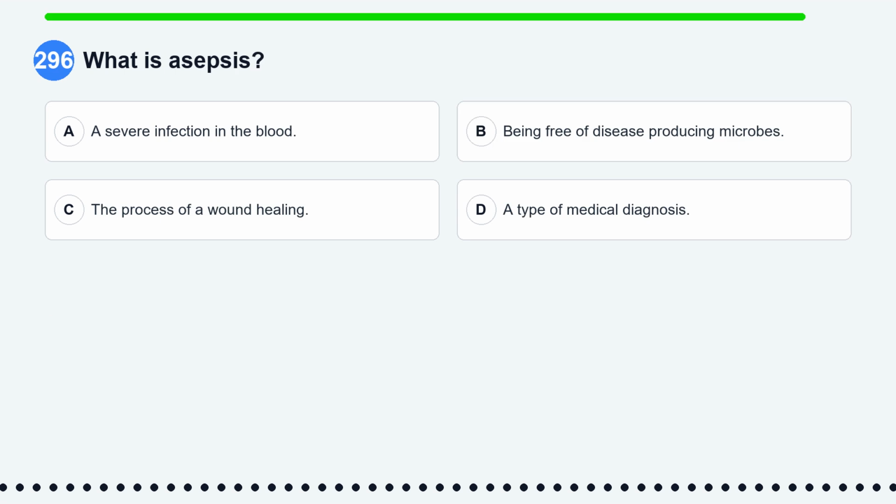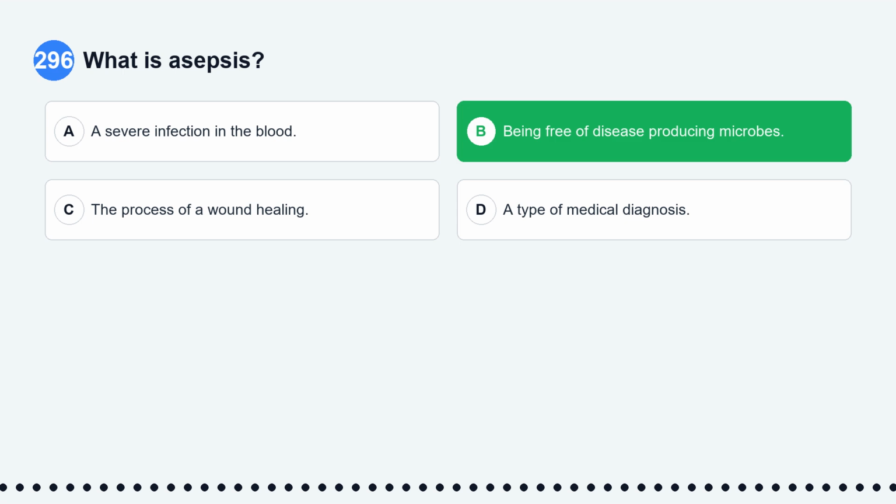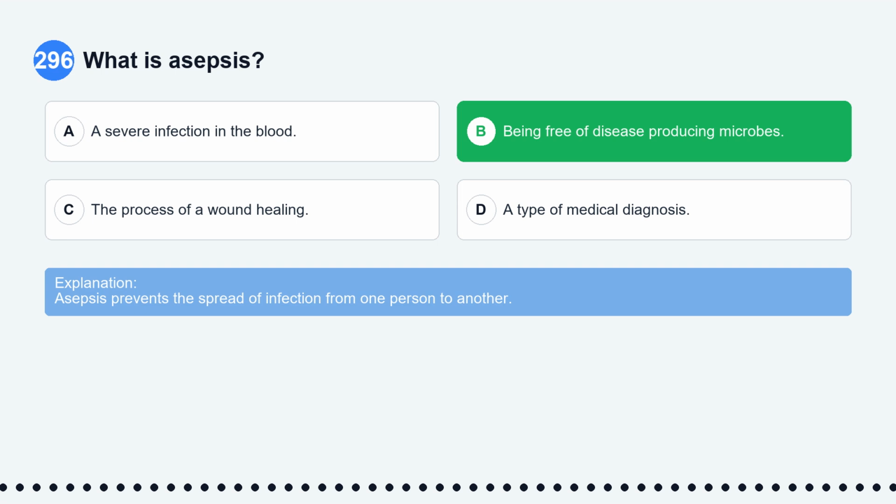Question 296. What is asepsis? Option A, a severe infection in the blood. Option B, being free of disease-producing microbes. Option C, the process of a wound healing. Option D, a type of medical diagnosis. The correct answer is option B, being free of disease-producing microbes. Asepsis prevents the spread of infection from one person to another.